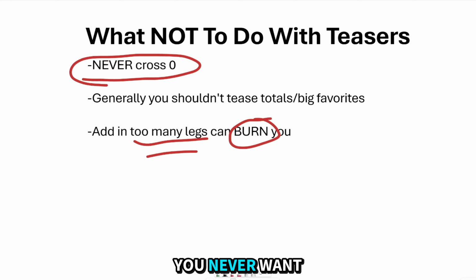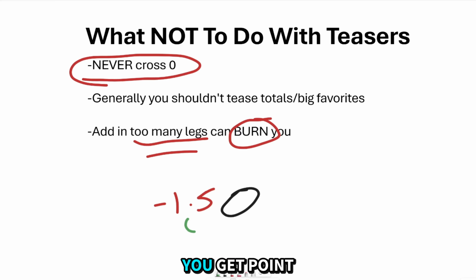So why do you never want to cross 0? Let's say you have a team and the line is set at minus 1.5. As you're teasing this down, you get 0.5. You have to cross over 0, which is, well, not basically, it is an imaginary number. You're losing an entire point of that teaser when you're crossing over 0.